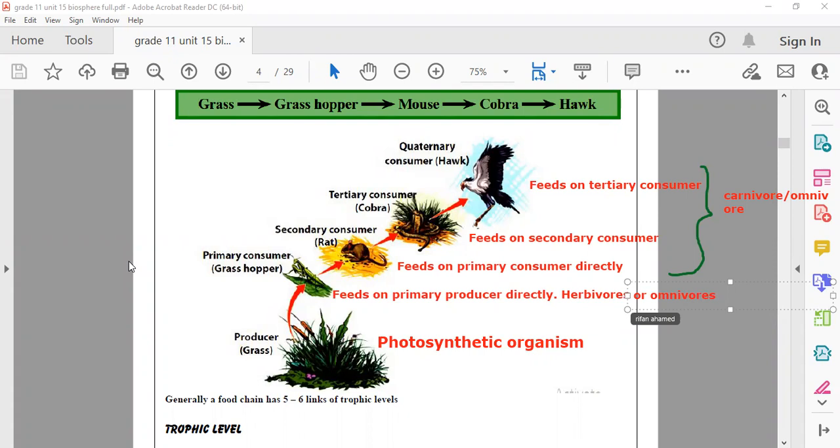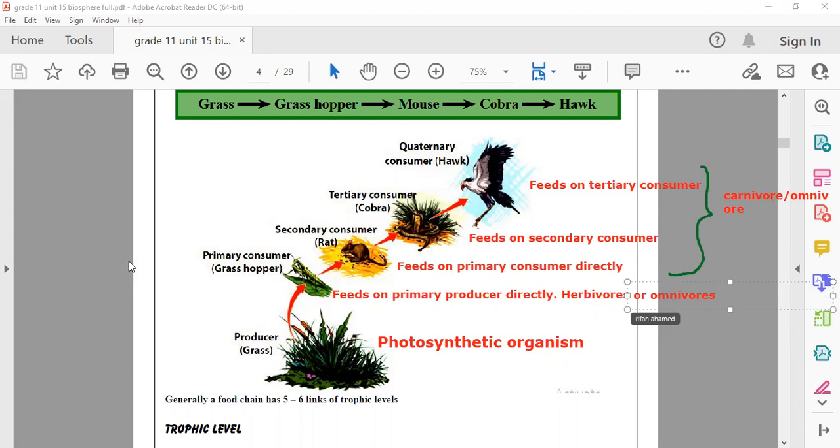Now, for a simple example, take human. There are humans, we humans eat grasses. In that case, we are primary consumers. There are humans eating grasshoppers. In that case, they are secondary consumers. There are humans eating rats. They are tertiary consumers. There are humans eating snakes. Then they are quaternary consumers. Like this, an omnivore, the human, can go to any one of these categories.